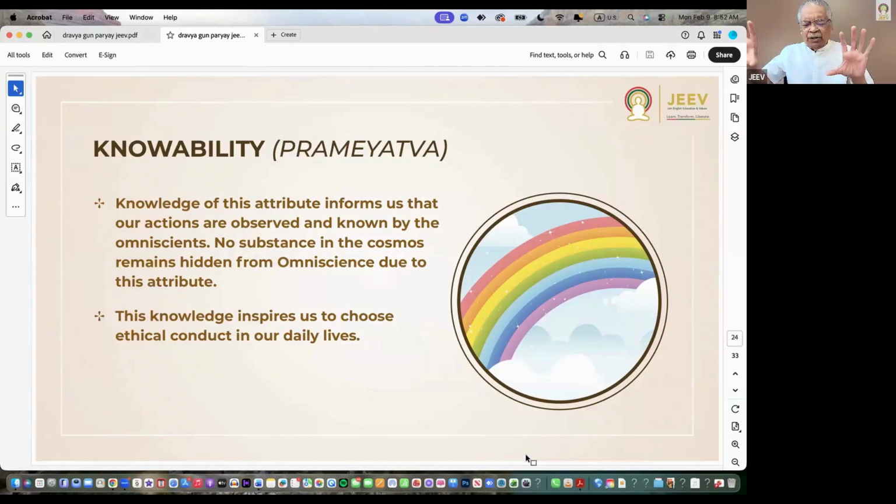Mirror is inert. Mirror does not have to do any extra effort to do this illumination. It simply illuminates. Similarly, knowledge mode does not have to do any extra effort for illumination of the worldly objects in it. Whatever those worldly objects, they get illuminated here. So worldly objects get illuminated, but at the same time, me as a soul substance get illuminated here too.